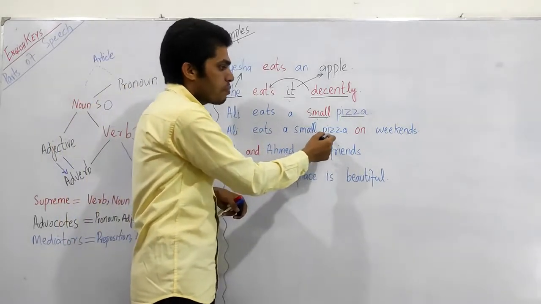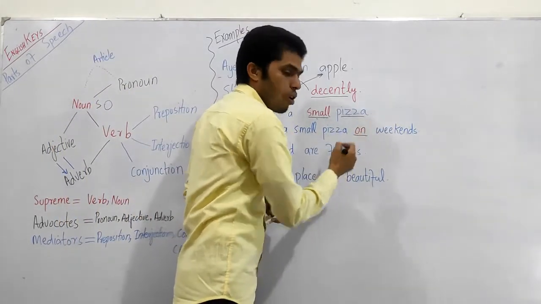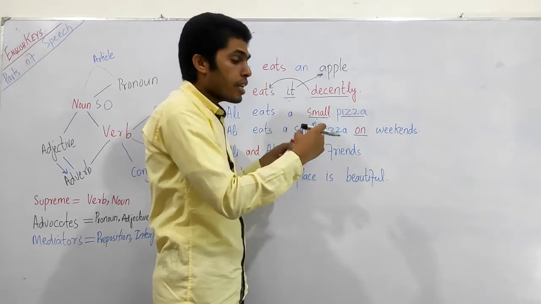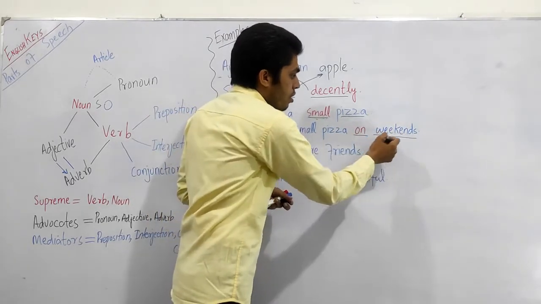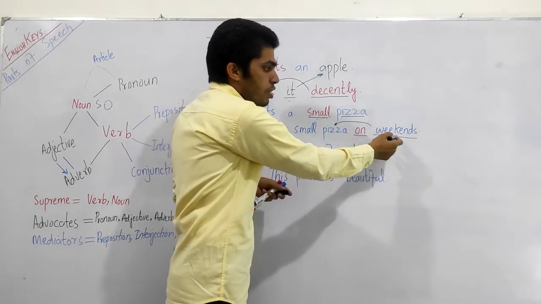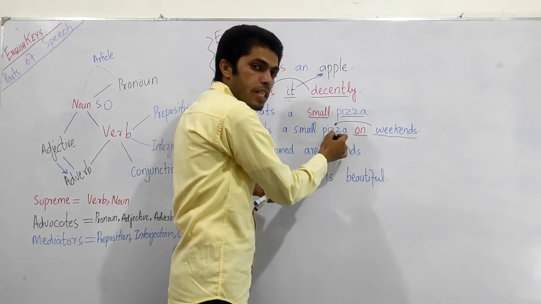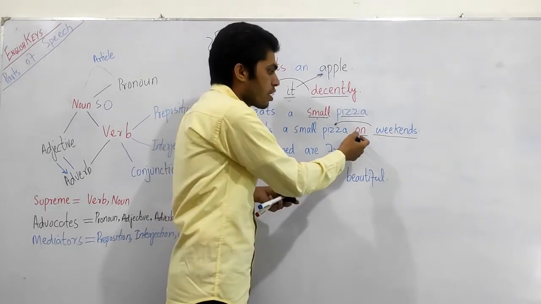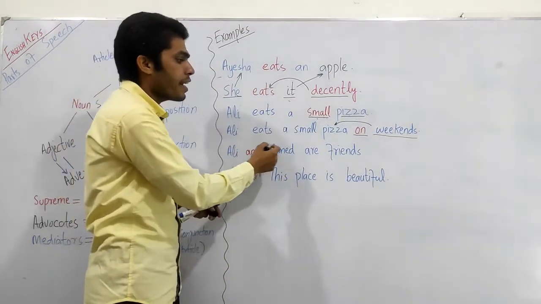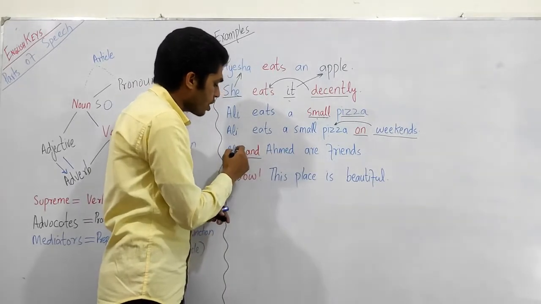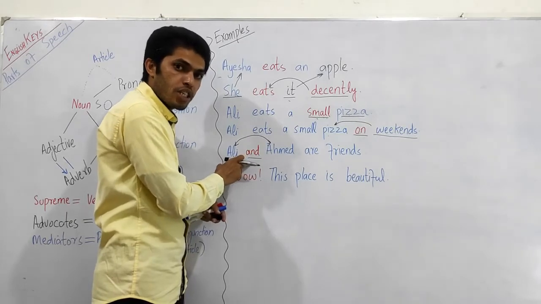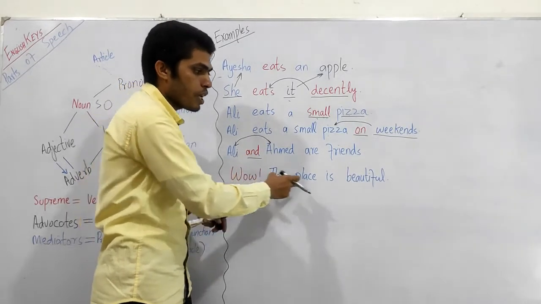Then: Ali eats a small pizza on weekends. On weekends. Now this 'on' is actually defining the position of this pizza in terms of time, that's why we will call it a preposition of time. Then: Ali and Ahmad are friends. Now this 'and' is actually connecting these two nouns, that's why we will call it a conjunction. And then: wow, this place is beautiful.